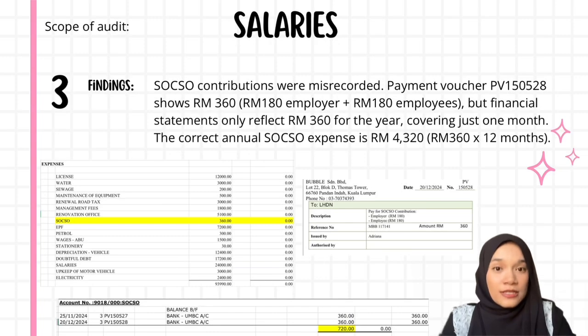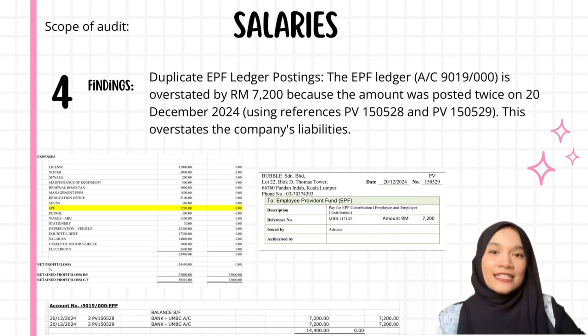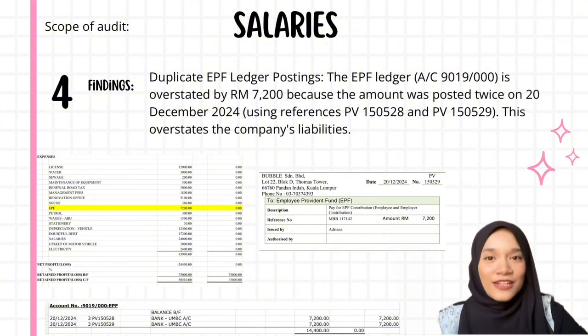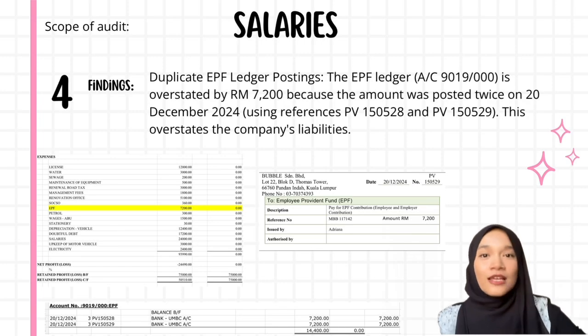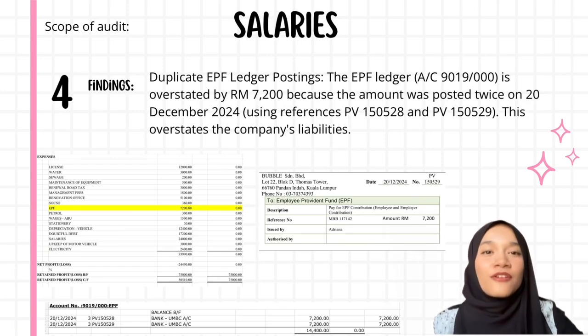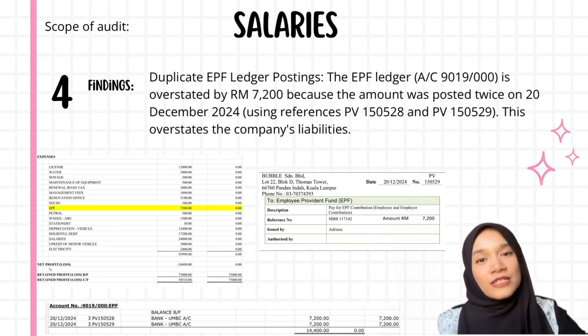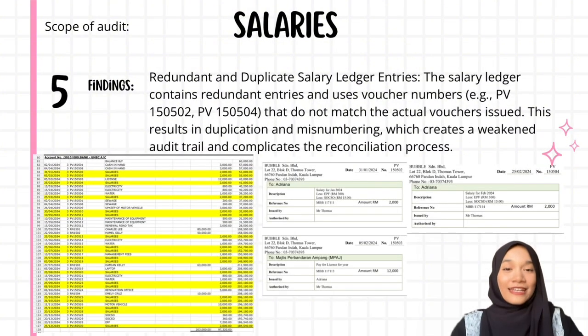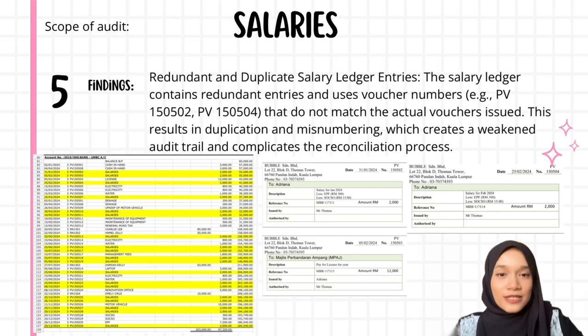RM4,320 annual obligation. Fourthly, the EPF ledger AC9090/000 is currently overstated by 7,200 ringgit because the amount was posted twice on 20 December 2024 using references PV150528 and PV150529. Finally, the salary ledger contains redundant entries and uses voucher numbers such as PV150502 and PV150504 that do not match the actual vouchers issued, creating a weakened audit trail.